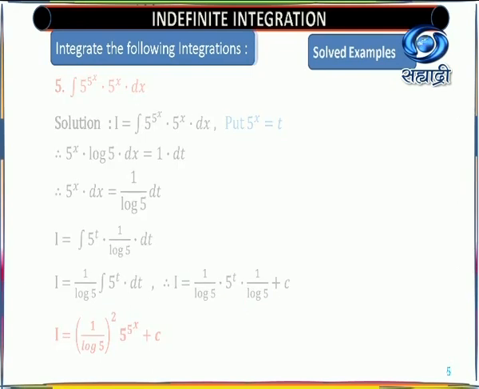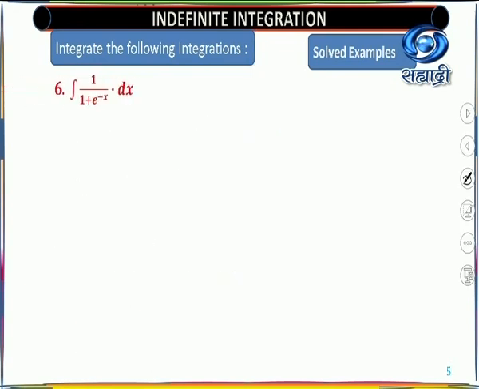Okay, so now we'll start with our next example, and that example is the integral of 1 upon 1 plus e raised to minus x dx. Now look here, there is nothing to substitute if you see the example directly. But you need to convert it in such a way that you are able to substitute. Now here it is e raised to minus x. Since it is an exponential function, it's easy to simplify.